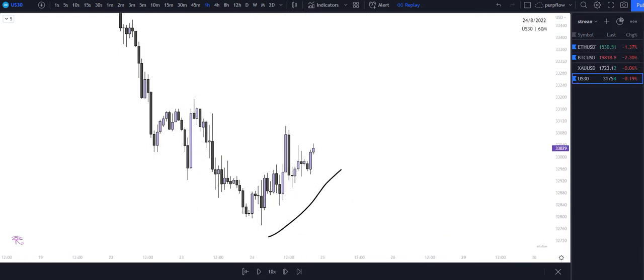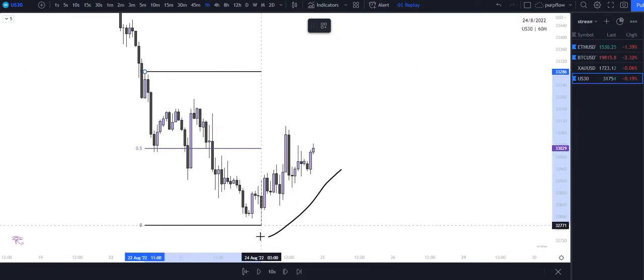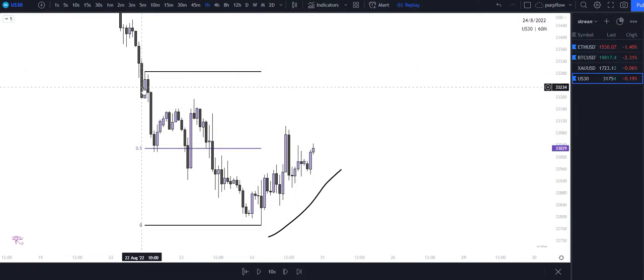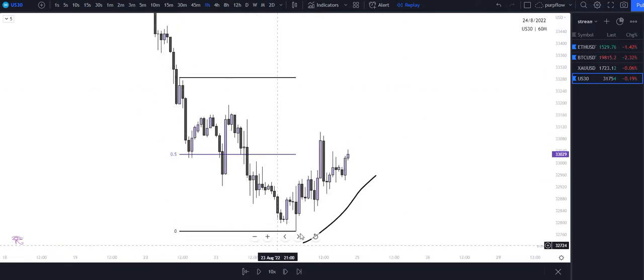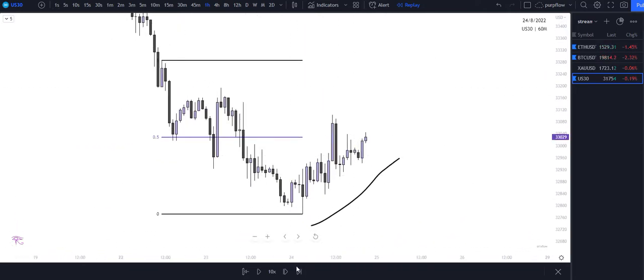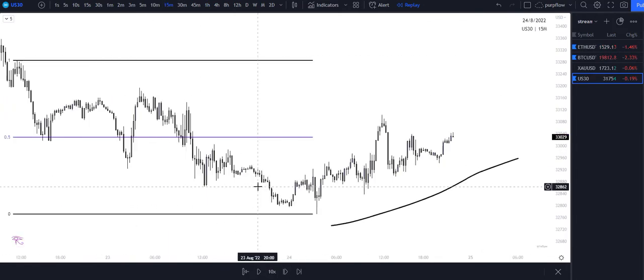So my range within this entire move right here is from this high to this low. So as long as we hold this high, right, we can still see that continuation to the downside, as this is your strong high, this is your weak low. Let's go ahead and play it out.